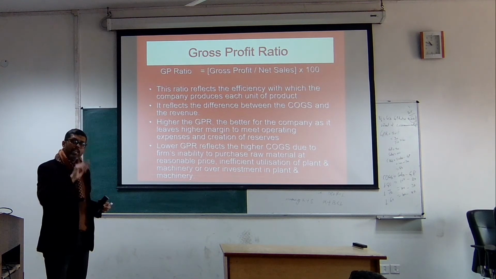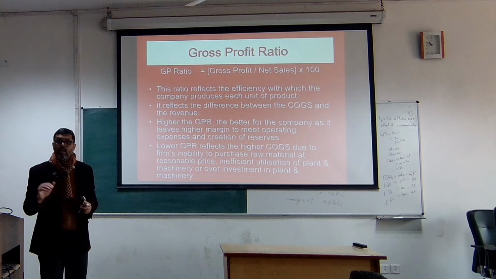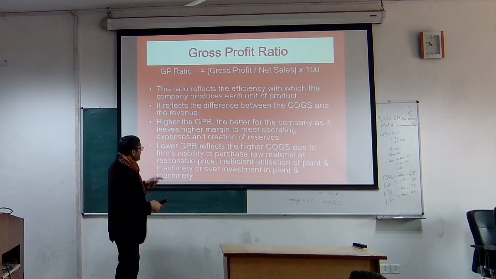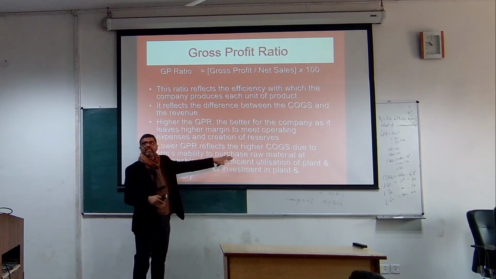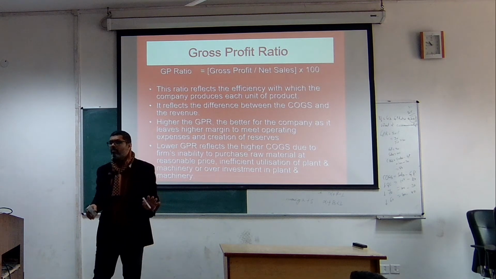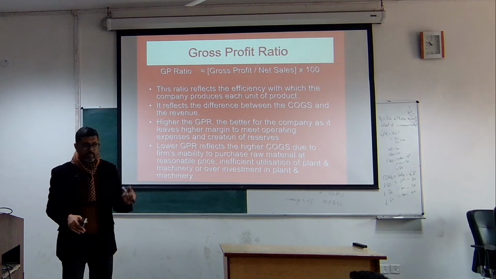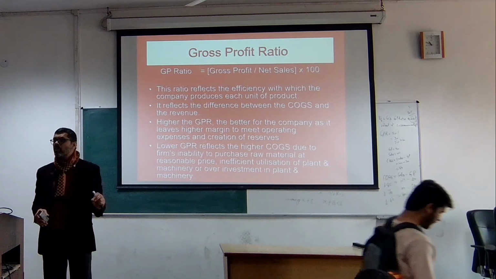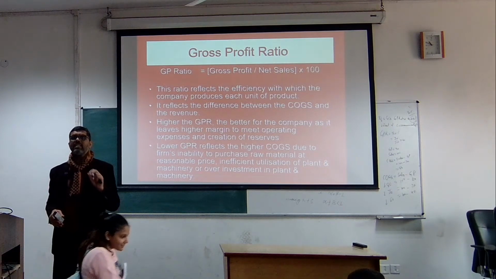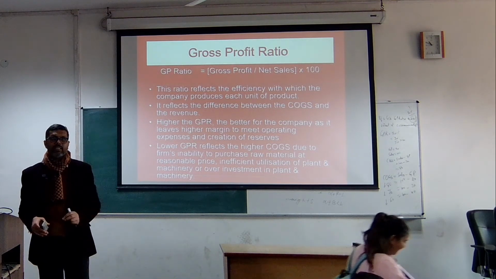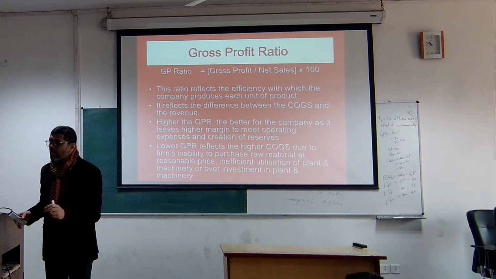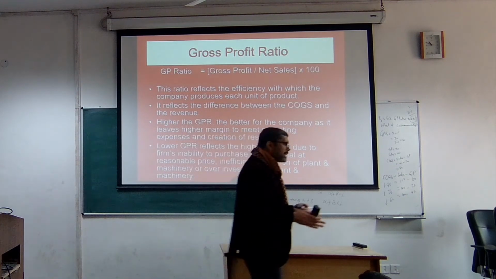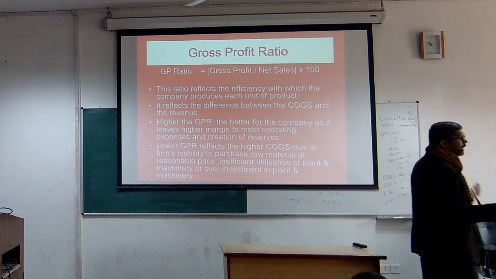Our objective: ये जीपी रेशियो हम लोअर कब कर सकते हैं? हम जीपी रेशियो तब लोअर कर सकते हैं जब हम अपने रॉ मटेरियल को परचेज करेंगे at reasonable price. Number one. Number two is that हमारे जो प्लांट एंड मशीनरी है उसका जो यूटिलाइजेशन है वो एफिशिएंट होना चाहिए. जिस कैपेसिटी पे हम अपने प्लांट एंड मशीनरी को रन कर सकते हैं, we should utilize our plant and machinery to its fullest.